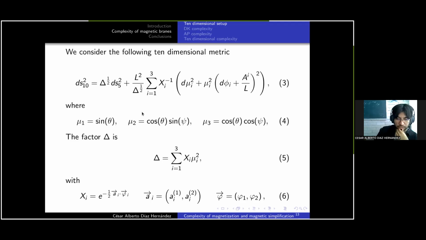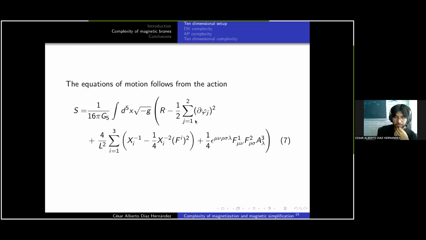Okay, and we can set certain fields in this general setup. The equations of motion will follow from this action where we introduce these new fields, these scalar fields, bar phi, and some gauge fields A, where these F's are the exterior derivatives for the gauge fields. We will have 3 of them, gauge 1, gauge 2, gauge 3, and we will have 2 scalar fields, right? Scalar 1 and scalar 2.